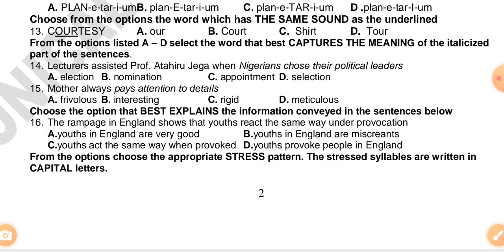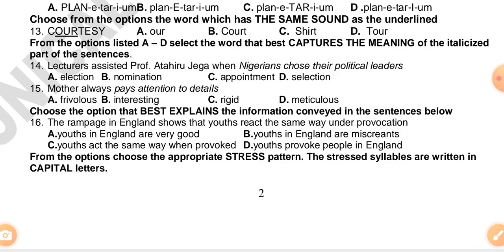From the option letter A to D, select the word that best captures the meaning of the italicized part of the sentence. Question 14. Lecturers assisted Professor Atahiru Jiga when Nigerians choose their political leader. So when Nigerians choose their political leader, which one captures its meaning? A, election. B, nomination. C, appointment. D, selection. The answer is A. Even though the leaders after election give us another thing, the answer is A.